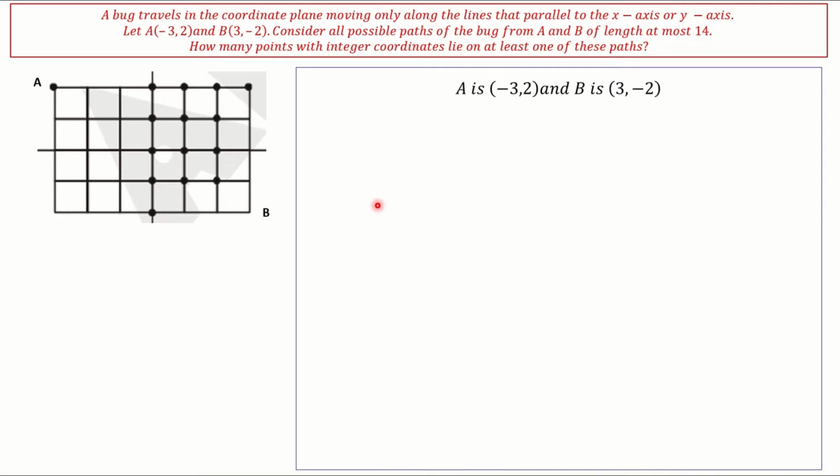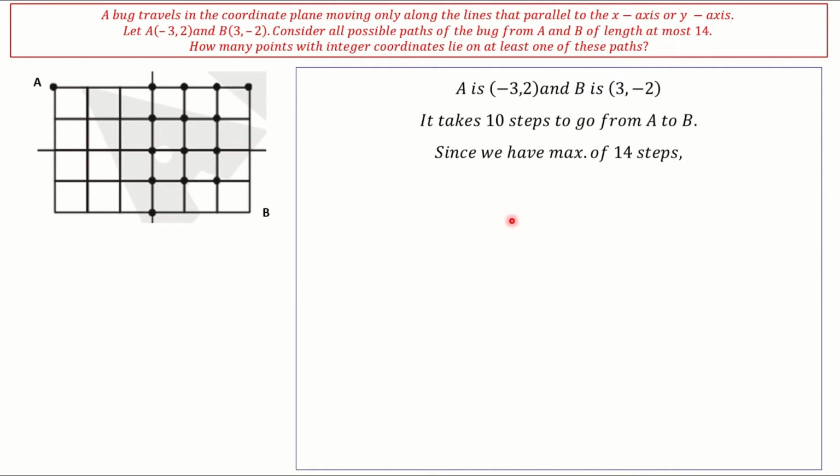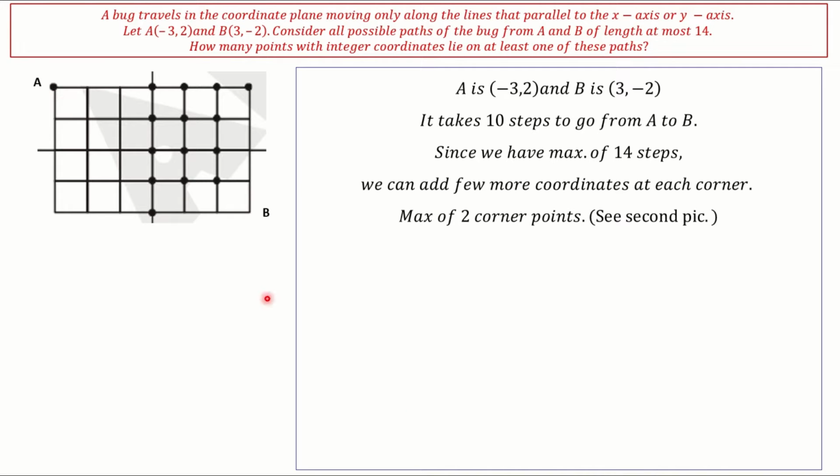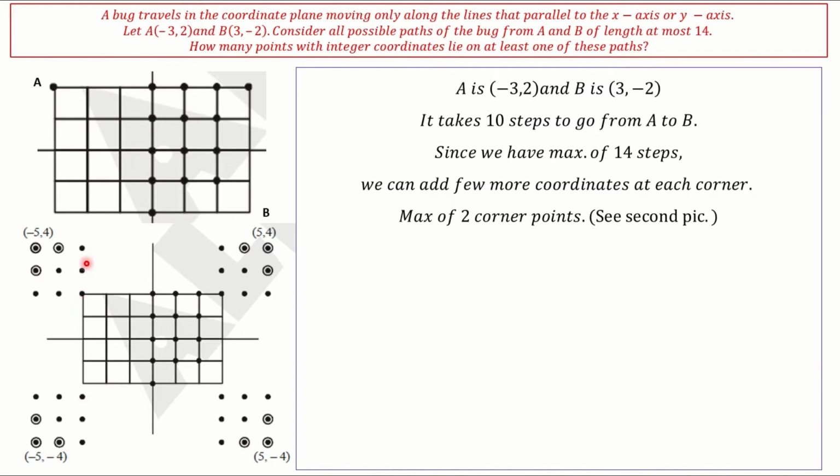So A is minus 3 comma 2, B is 3 comma minus 2. You take 10 steps from A to B, since we have maximum of 14 steps, we can add few more coordinates at each corner. How many we can add? Basically 2 steps each, because it will start from A, go 2 steps back and come back 2 steps. So 4, right? So maximum we can add is 2 steps. How can we add 2 steps? 2 steps we can add like this. If these circled ones are not counted, basically.